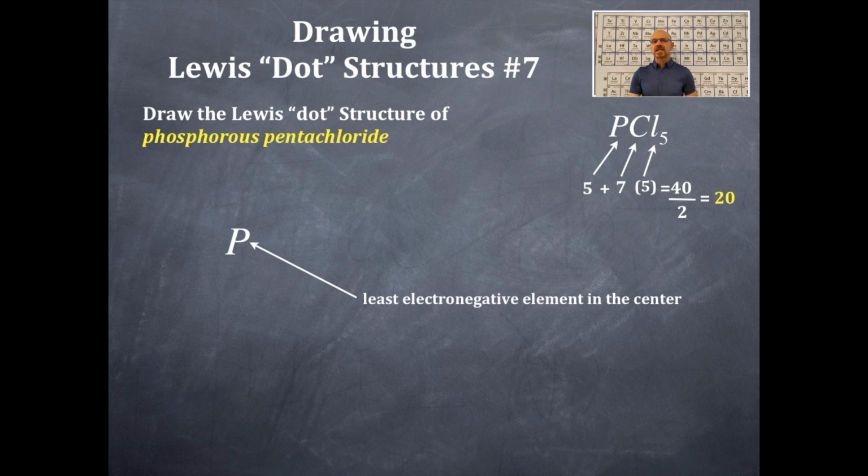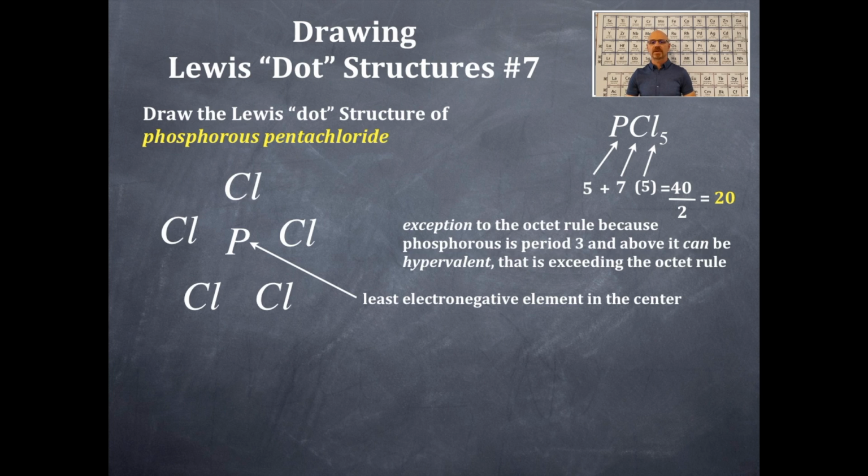Now, here's a key point. In all the other problems that we have done, we've put the other elements around in an X marks the spot pattern around the central element. This time, we actually have more than we can put around the X marks the spot. But phosphorus is in period 3. That means it can exceed the octet rule. Also, chlorine, there are 5 of them. So we're going to equally distribute the 5 chlorines around the phosphorus. Here we go with that. So phosphorus is hypervalent. It can exceed the octet rule because it is period 3 and above.